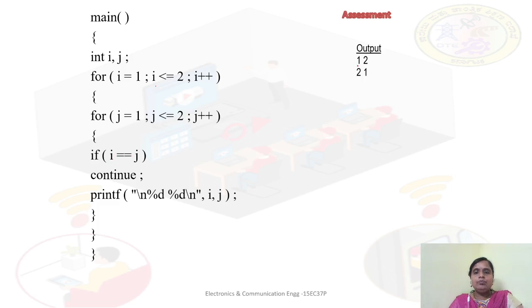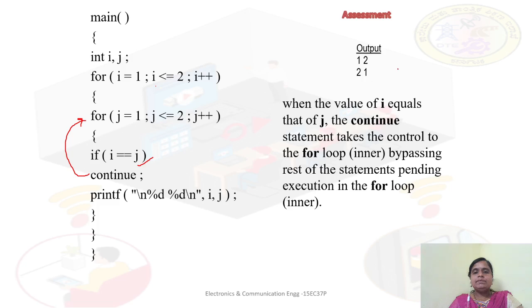So if you just see the output, the values are for i is equal to 1 and j is equal to 2, and the second is 2 and 1. But we have missed the values of 1, 1 and 2, 2. Isn't it? So that is because when both the values are becoming equal, the continue again goes to the next iteration. So that's why, as we have used this, we are not going to print the values of i and j with the same values. Okay, the same explanation is given here.